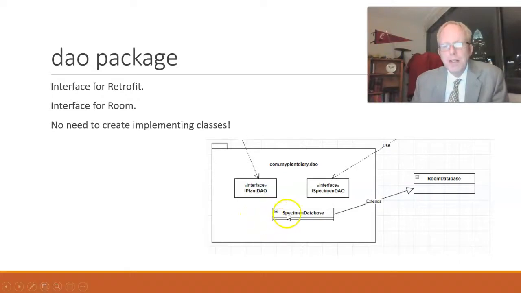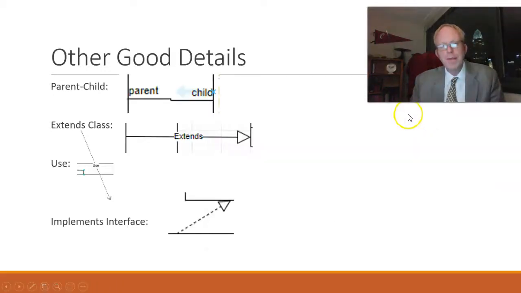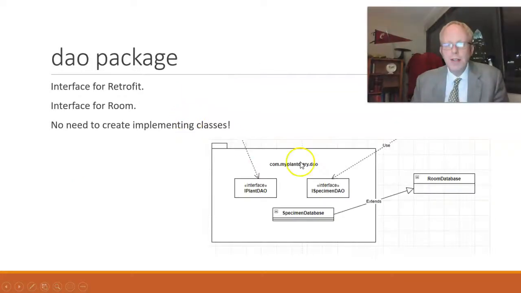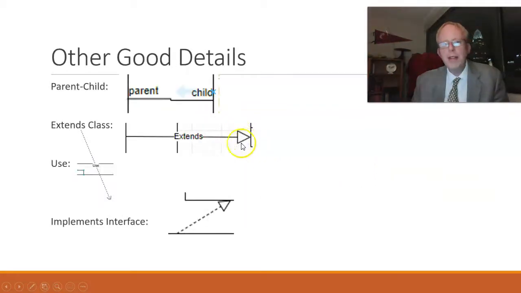We're calling it the specimen database, and that's going to extend a class that we're going to import from an external library called Room Database. Now, a few other things that you might have noticed here, and I tried to grab a couple of screen captures and zoom up on them, but arrows are important. So for a parent-child relationship, in Draw.io, it's typically a straight line with no arrowhead. If we're extending a class, just like you saw on our specimen database extending Room Database, it's typically a solid open arrowhead at the superclass, and then a straight line down to the subclass.